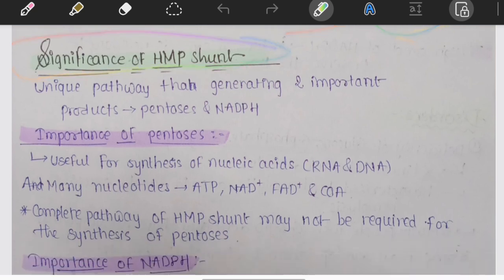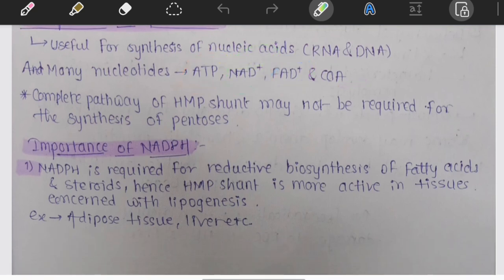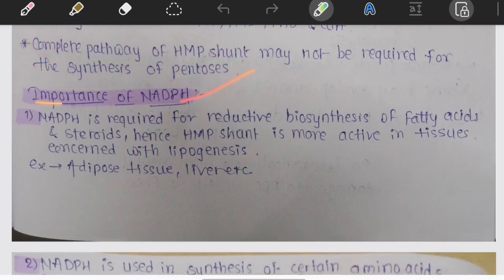Significance of the HMP shunt: it is a unique pathway that generates two important products, pentoses and NADPH. Let's see the importance of pentoses. They are useful for synthesis of nucleic acids, that is RNA and DNA, and many nucleotides like ATP, NAD+, FAD, and coenzymes. It is a starting point that the complete pathway of the HMP shunt may not be required for the synthesis of pentoses. And here is the importance of NADPH.